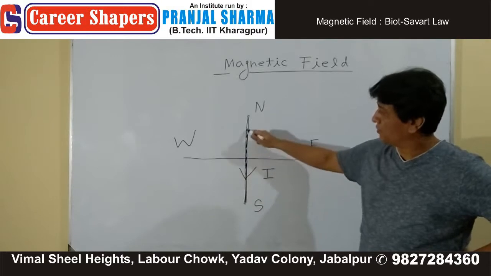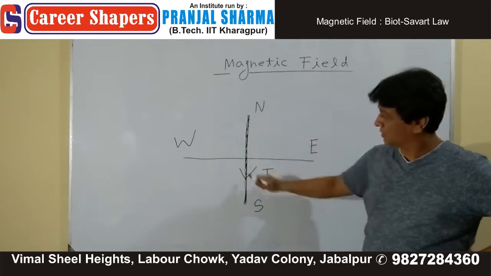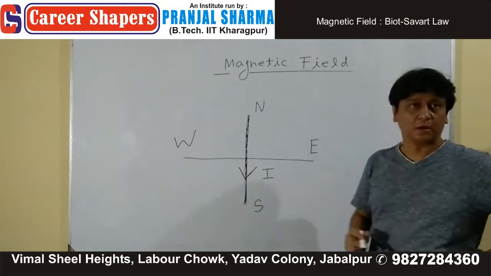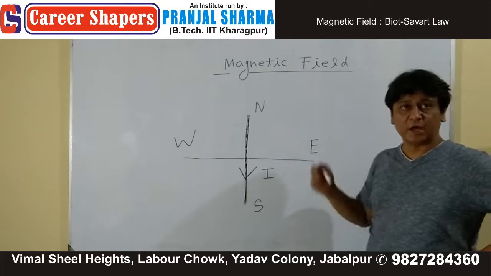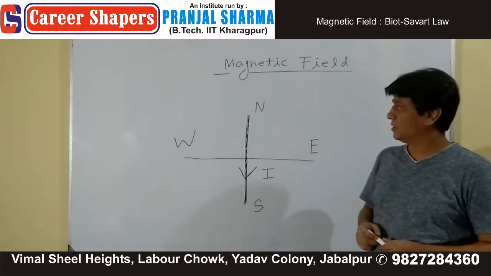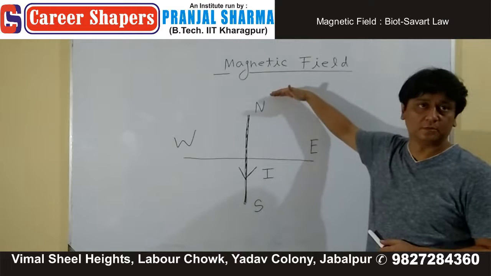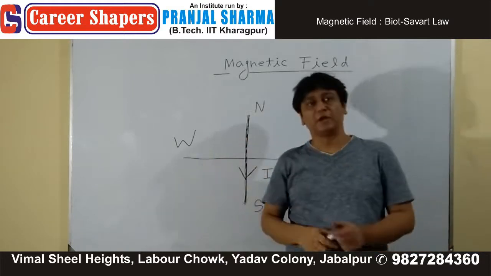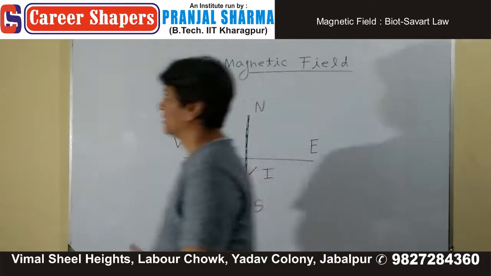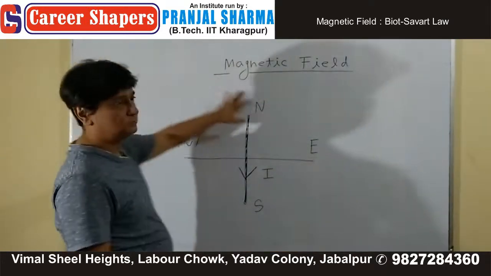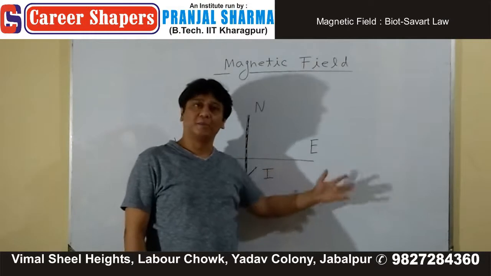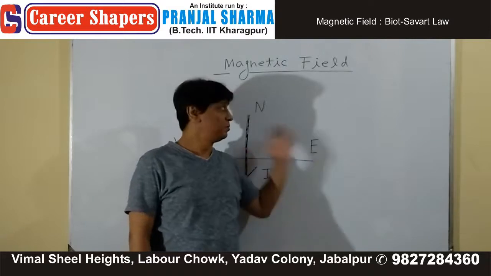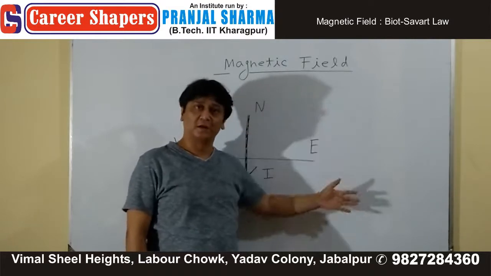And current is flowing from north to south, which is I. Now, if I say above, then this is not above. The question itself is telling you the wire is in the horizontal plane. Now this board is not in the horizontal plane. This board is in the vertical plane. And when I teach you, I have to keep this board in the vertical plane.